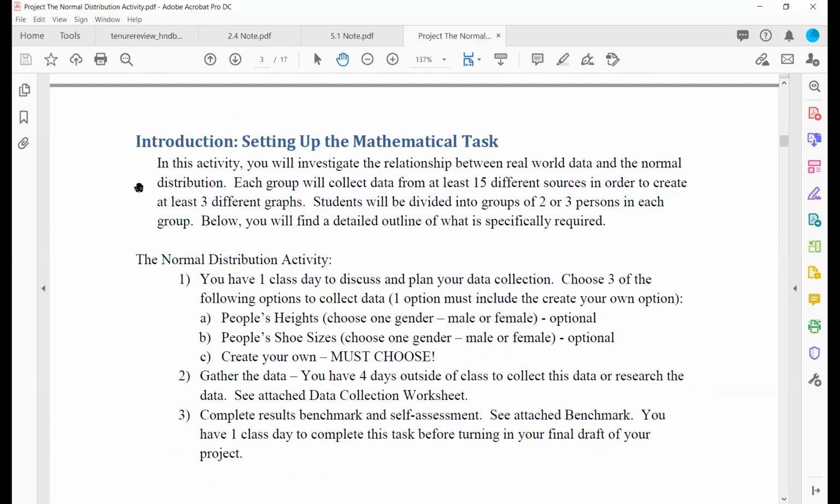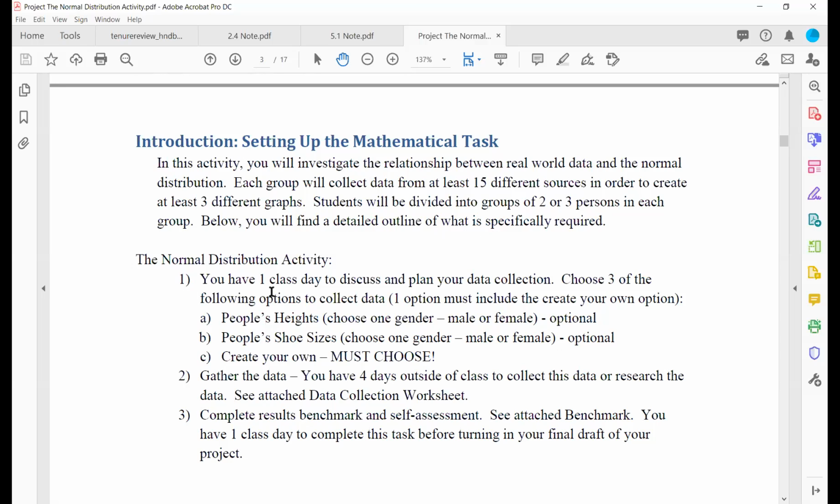Okay, perfect. We are on page 3. In this activity, you'll investigate the relationship between real-world data and the normal distribution. Each group will collect data from at least 15 different resources in order to create at least 3 different graphs. The students will be divided into groups of 2 or 3 persons in each group. Below you will find a detailed outline of what is specifically required from you. The normal distribution activity.